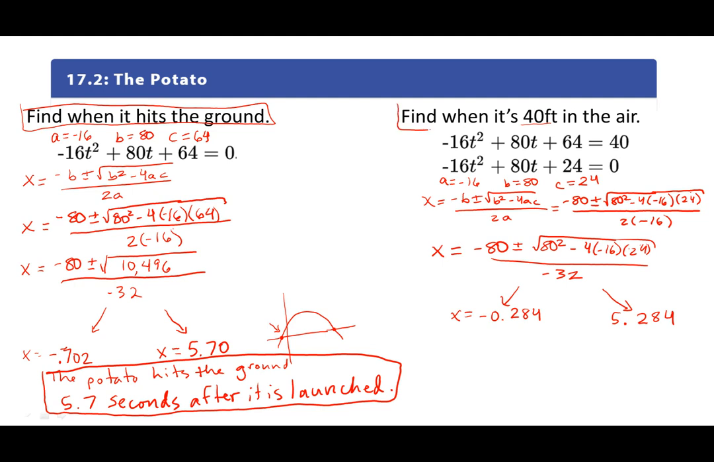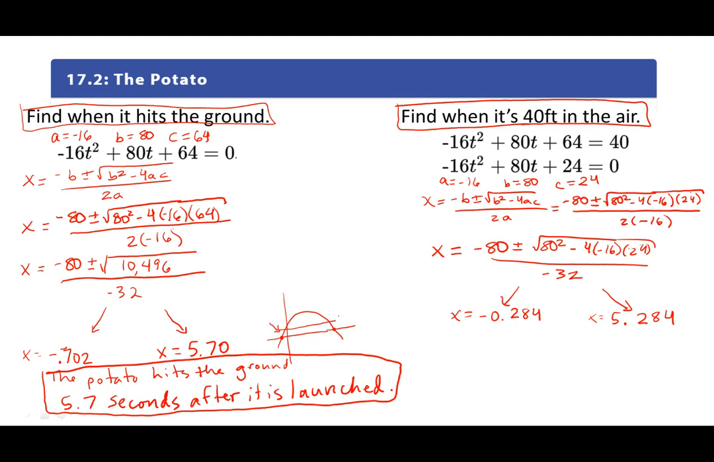However, because we're looking at when it's 40 feet in the air and it was launched from an initial height of 64 feet, and we want to know when it is equal to a height of 40, that is, when is it 24 feet above where it started originally at 0, it doesn't make sense to say the time is equal to a negative value before it was launched. So the only answer that makes sense in this problem is saying 5.284.